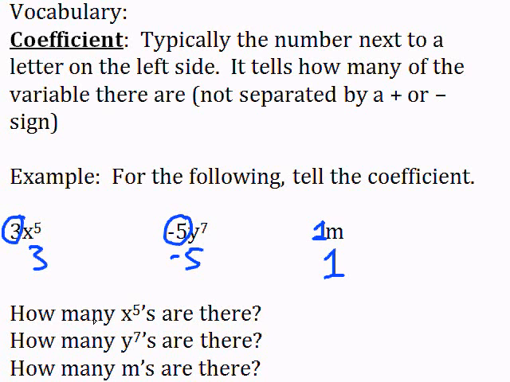The three questions get at the point of what a coefficient tells us. How many x to the fifth powers are there? Well, since the 3 is in front of the x to the fifth, there are 3 x to the fifths. How many y to the sevenths are there? Since a -5 is in front of y to the seventh, there are -5 y to the sevenths. How many m's are there? Since there was no coefficient listed and there was only one m, it's understood that there is just one m.